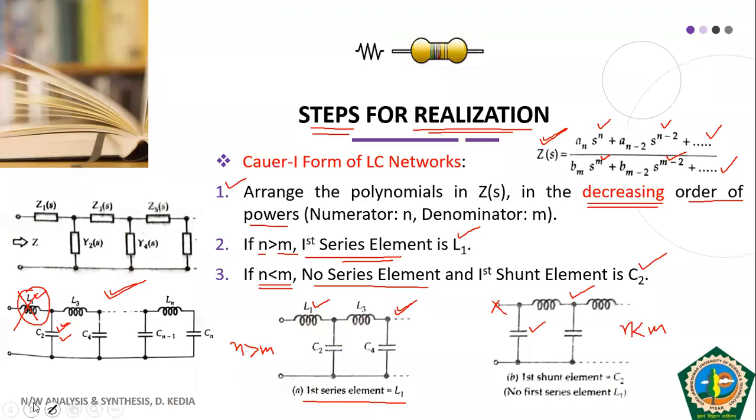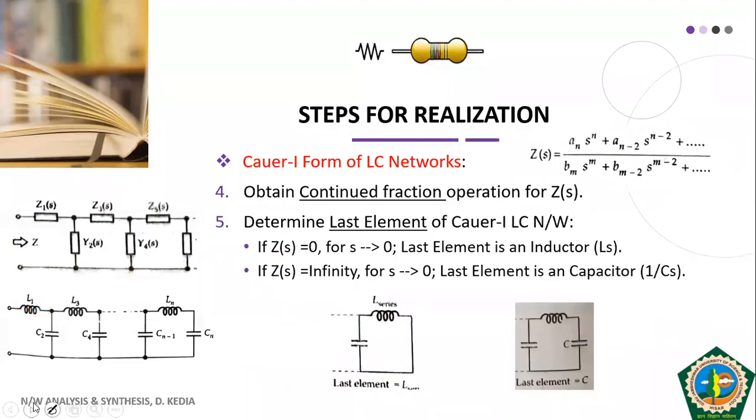Next. After we have identified the first series element or shunt element by looking at the powers of the numerator and denominator, the next step is to obtain the continued fraction. That is the long division that we discussed in the previous classes. So we will obtain the continued fraction operation for Z(s). After we have done that, our next step will be to determine the last element.